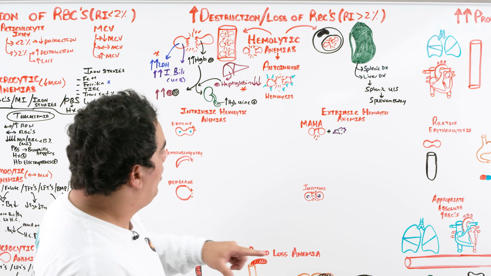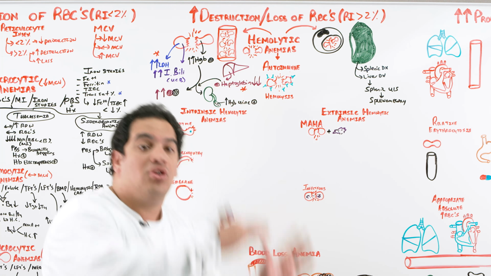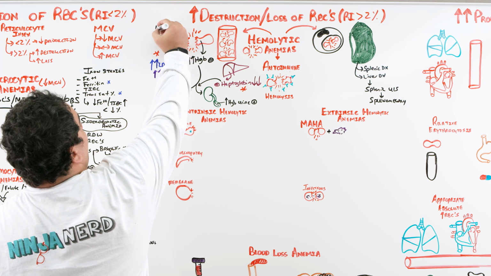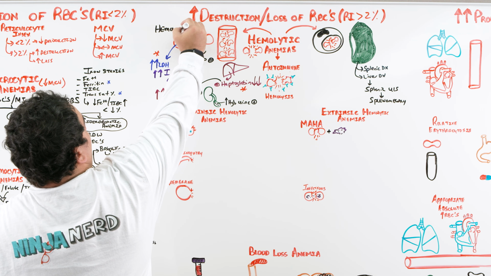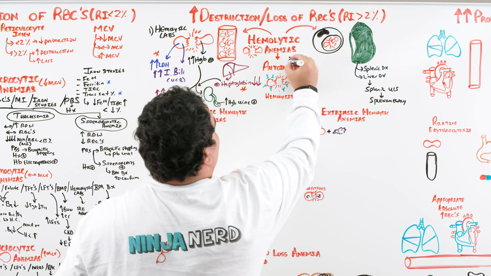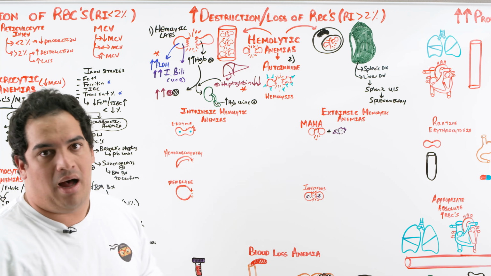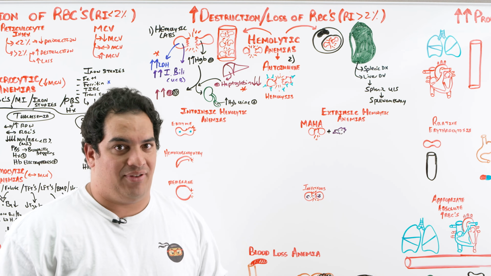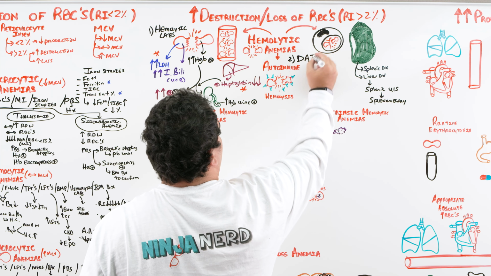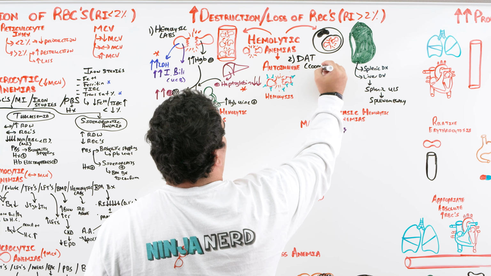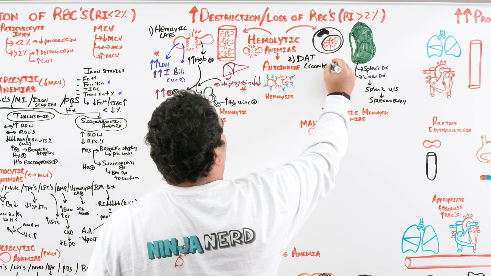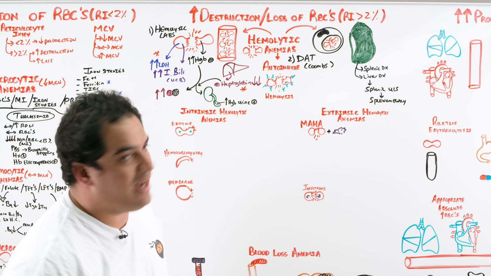Got it? Okay, so the first part is your hemolytic labs. The second part is: is this autoimmune hemolysis? That's the next thing I have to determine. In order to do that, I have to do something called a direct antibody test, sometimes called a Coombs test. What I want to know is whether my Coombs test is positive or negative.